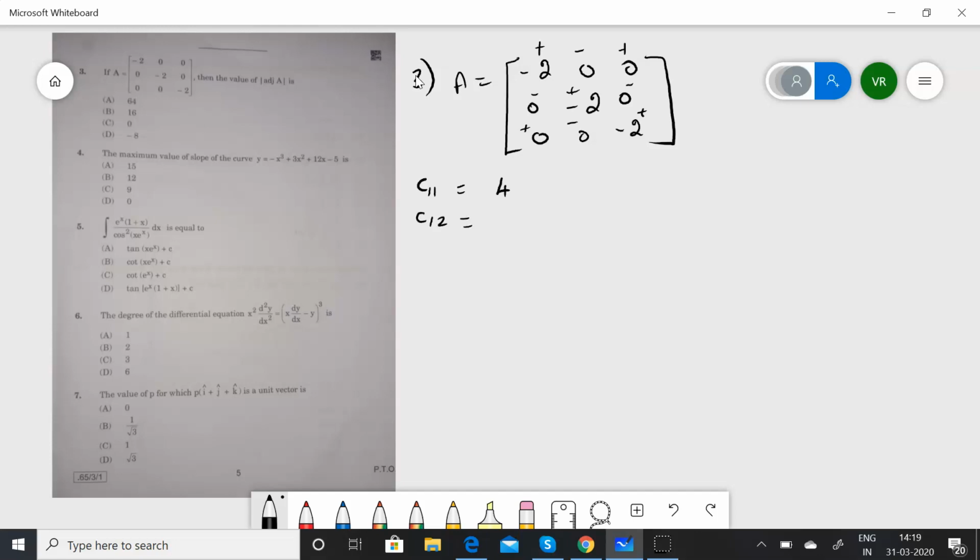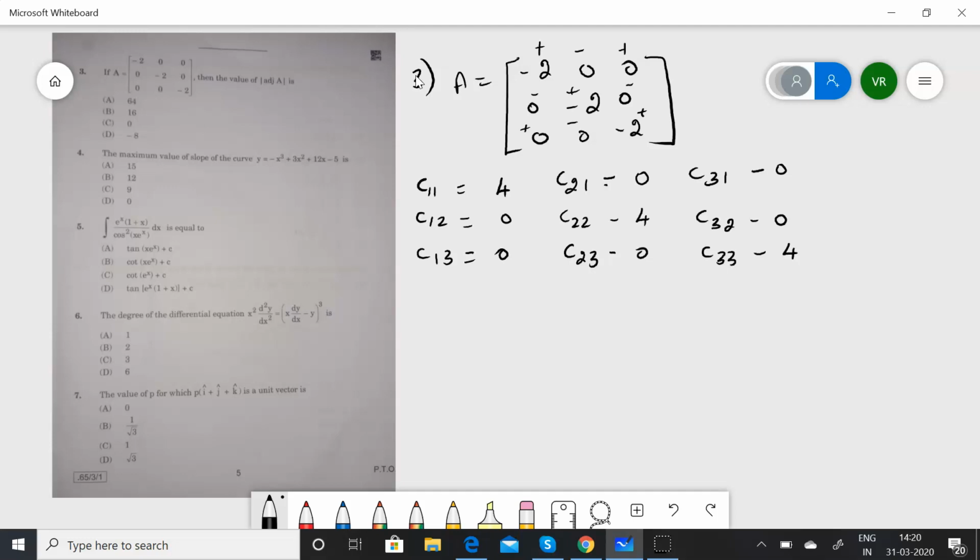Cofactor for first row second element is 0. Cofactor for the first row third element is also 0. Cofactor for the second row first element is again 0. Cofactor for second row second element is minus 2 times minus 2, which is 4 again. Cofactor for the second row third element is 0. Cofactor for third row first element is 0. Cofactor for third row second element is again 0. Cofactor for the third row third element is again minus 2 times minus 2, which is 4.